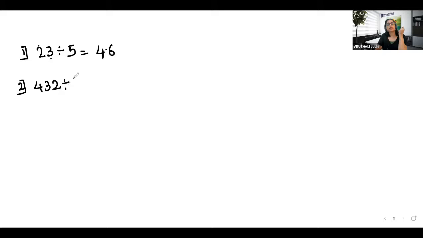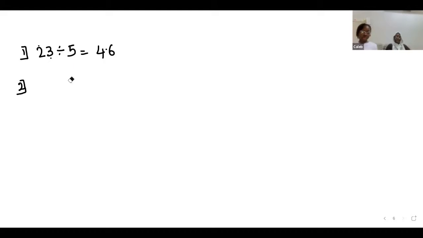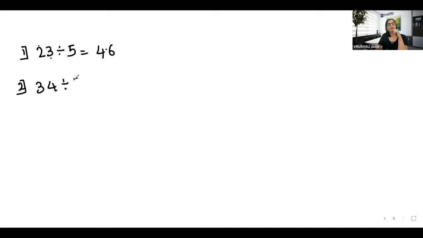432 divided by 5. Or let me just take first 2-digit numbers. Okay, let's take 34 divided by 5.